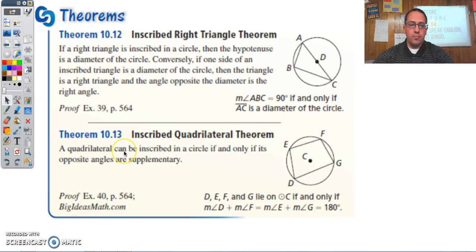All right. Inscribed quadrilateral theorem. What this says is that the only way you can inscribe a quadrilateral in a circle is if opposite angles are supplementary. All right? So that means that since this quadrilateral is inscribed in a circle, angle E and angle G are supplementary, so they add up to 180 degrees. Angle F and angle D are supplementary, and they'll add up to 180 degrees.